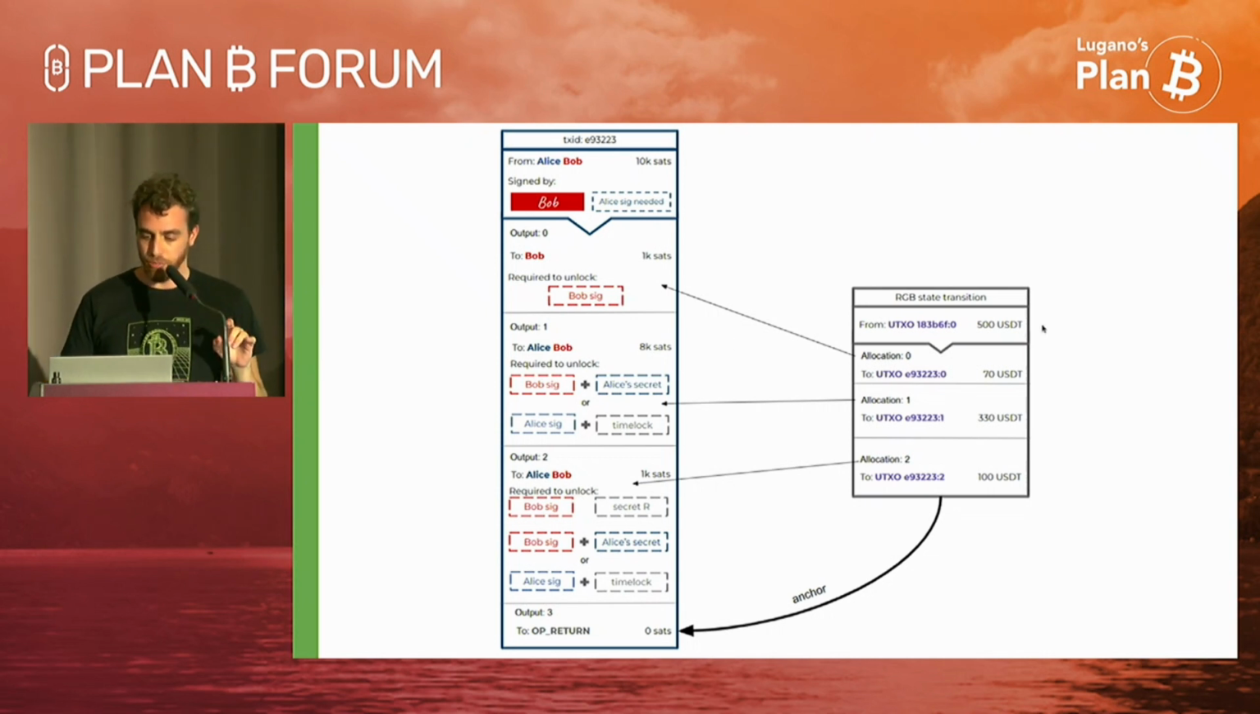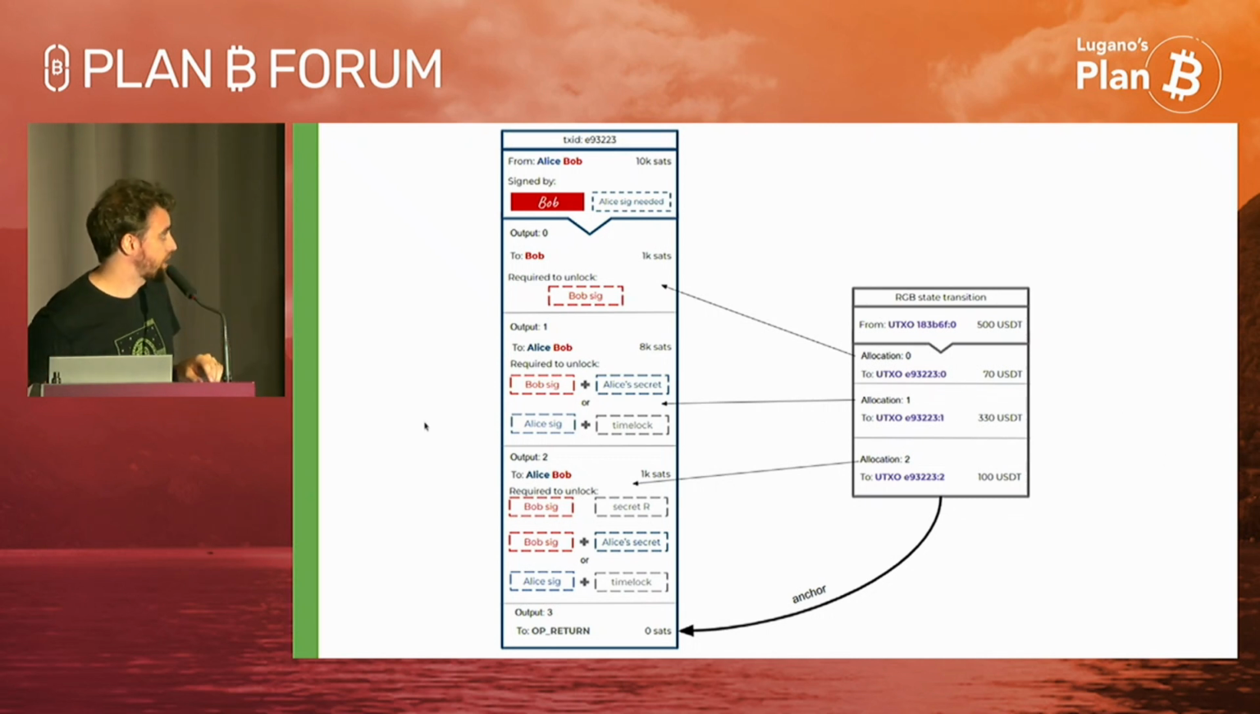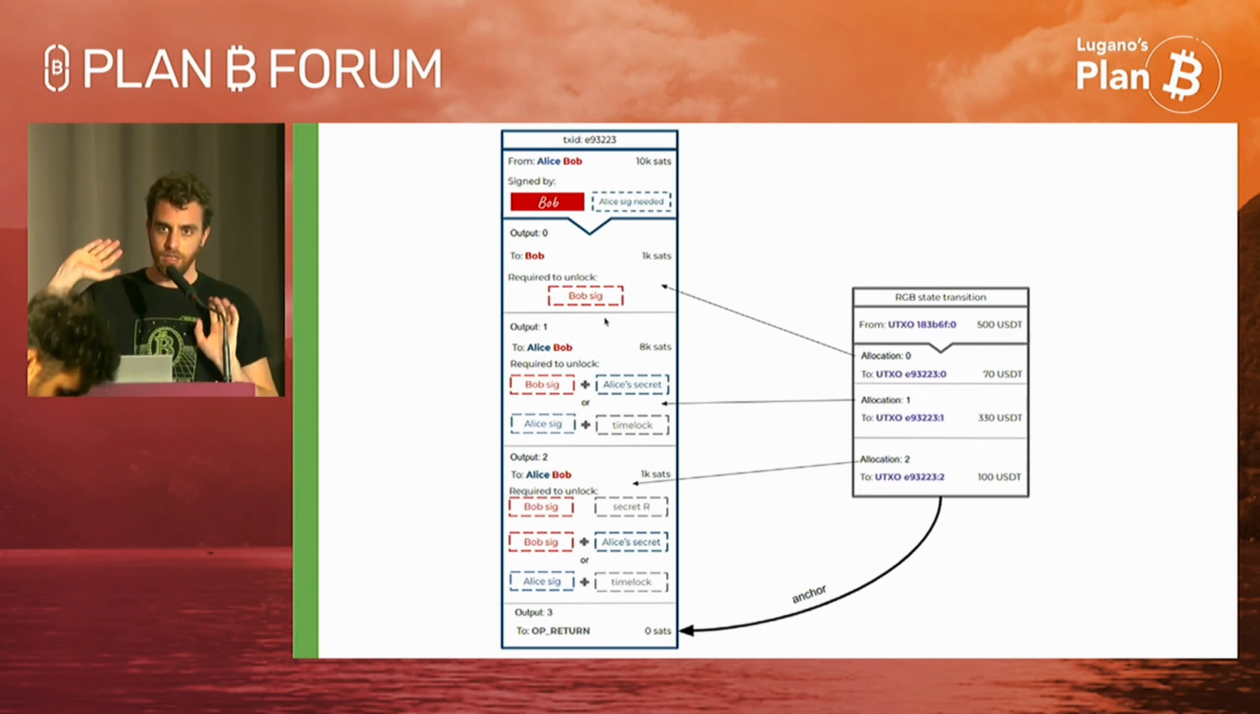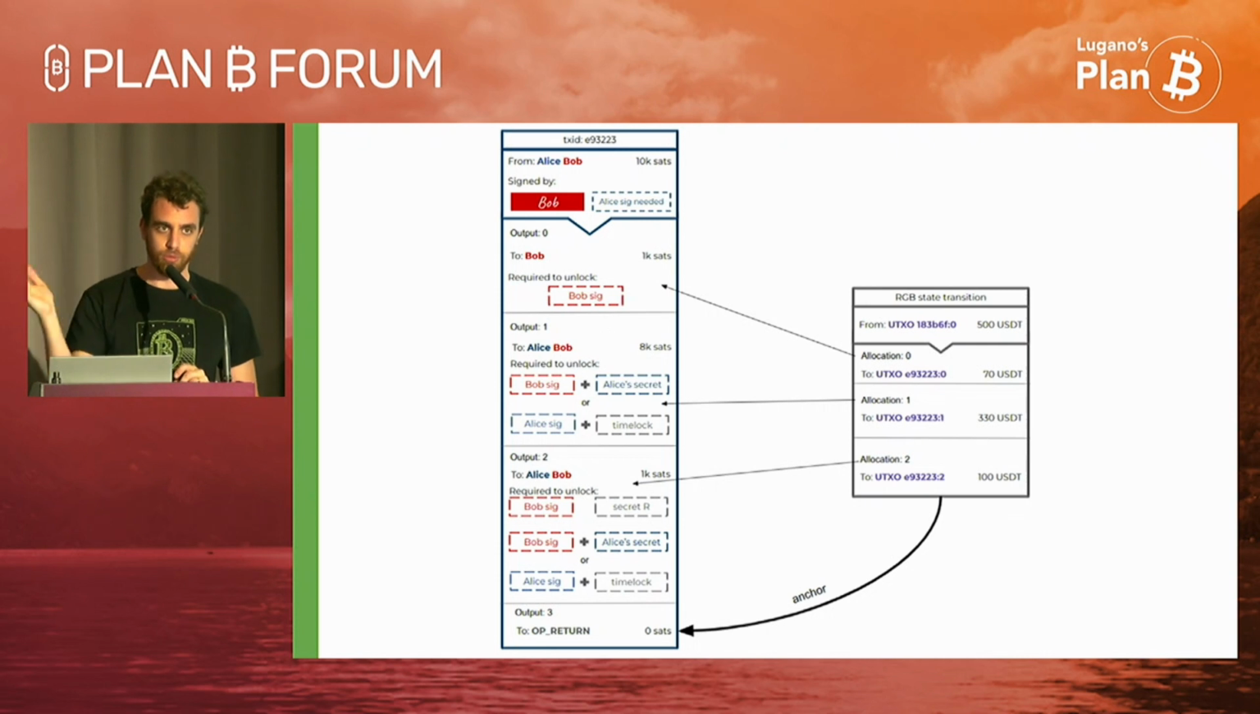The only thing that RGB does is create a state transition with 3 output allocations, and it just allocates to the 3 outputs of the Lightning commitment transaction. So we just take Lightning as it is, and we add the allocation to the outputs generated by the Lightning commitment transaction.